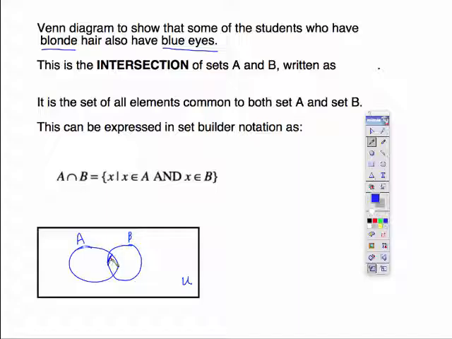This shaded part right here is where A intersects B. This is set A intersect set B. That is, some of the blonde students also have blue eyes.